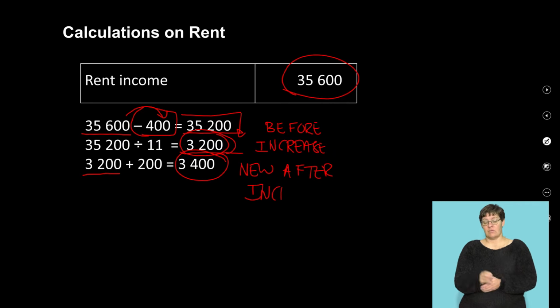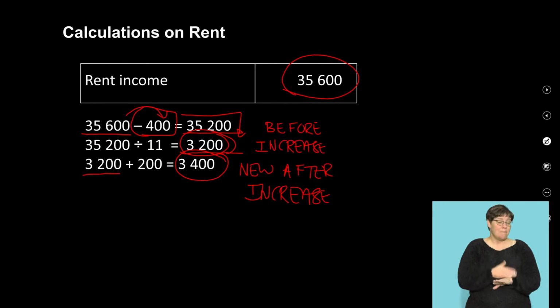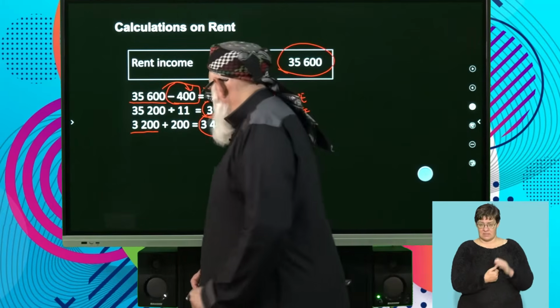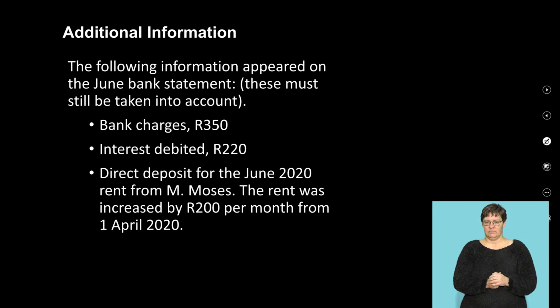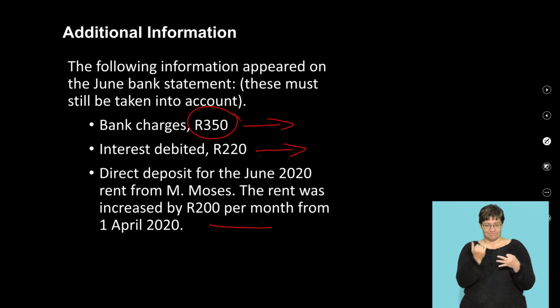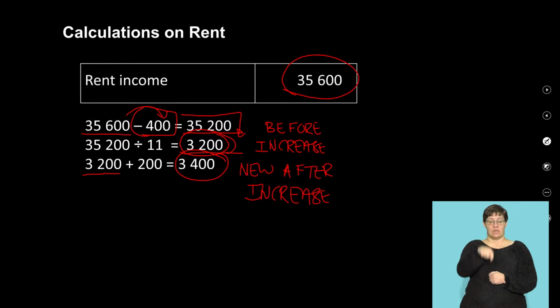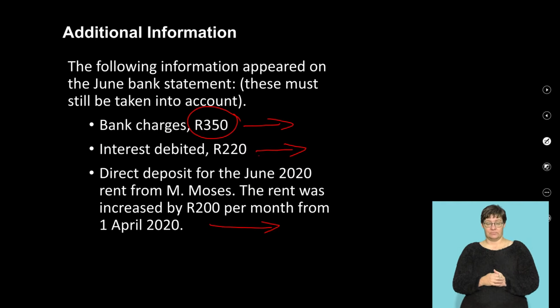Okay, so you can clearly see that you have to calculate what your rental figure was based on the information that was given to you. Now that we have that figure, let us see how this is going to impact my balance sheet. We've got bank charges of 350, we've got the interest of 220, and we've worked out our direct deposit to be 3,400. So there's my 3,400 direct deposit.